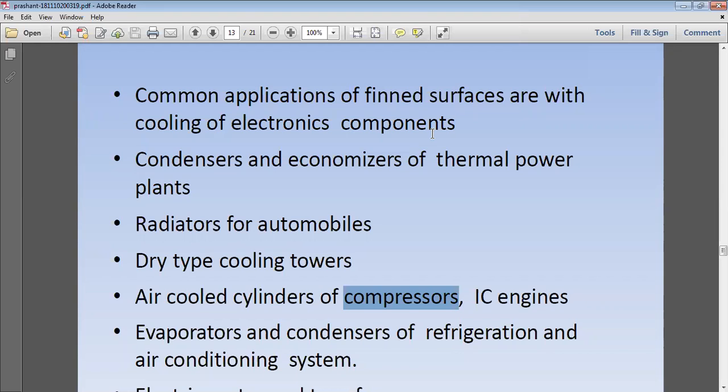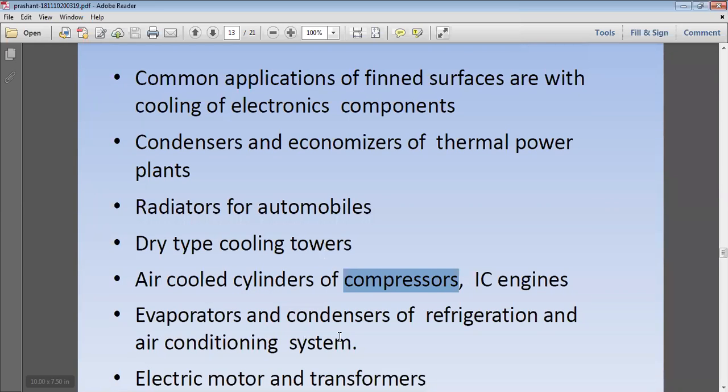So how are we controlling the temperature? By providing the intercooler. This intercooler is providing a number of fins. That number of fins will liberate the heat from the air to the surroundings. So that is the main advantage of the compressor. In a multi-stage compressor, we are using the intercooler, and that intercooler is providing the number of fins.